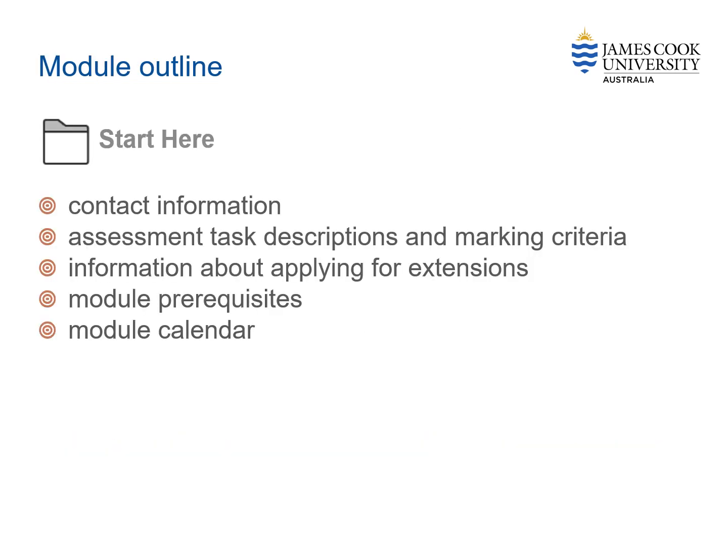You'll find the module outline in the Start Here folder. It contains your module coordinator's contact information, all the details of the assessment task and marking criteria, information about applying for extensions, any module prerequisites, and the module calendar.